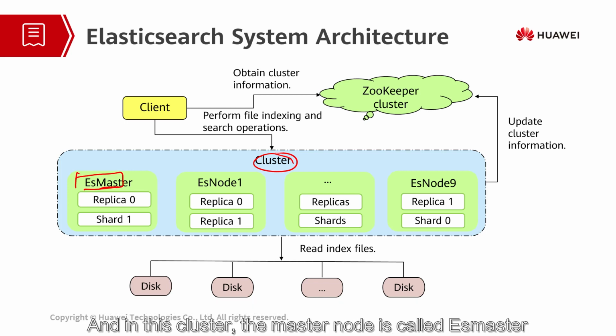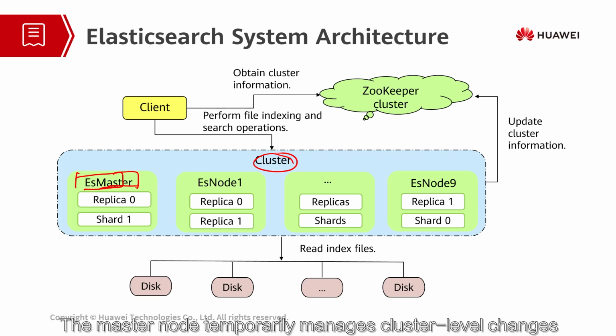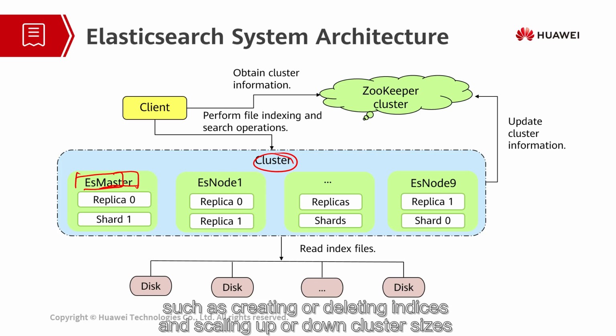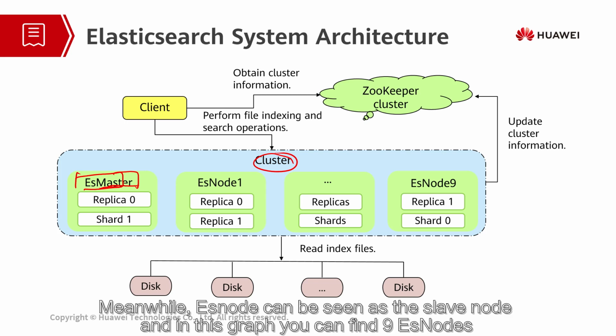And in this cluster, the master node is called ES master. This master node temporarily manages cluster level changes such as creating or deleting indices and scaling up or down cluster sizes. Meanwhile, ES node can be seen as the slave node. And in this graph, you can find 9 ES nodes.